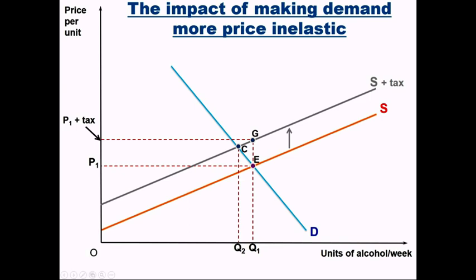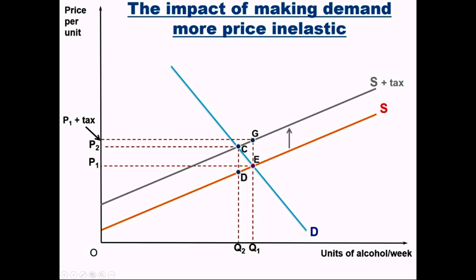Notice it doesn't fall by as much as it did in figure 1 or in the previous diagram. The price increases in the market from P1 to P2. And we can see with the inelastic demand, the producer is able to pass on more of the tax that they legally have to pay onto the consumer in the form of higher prices.